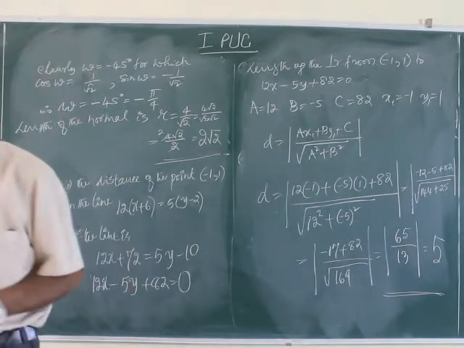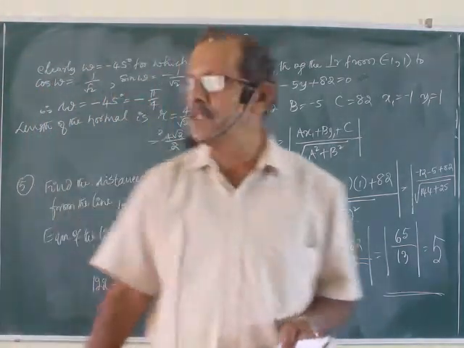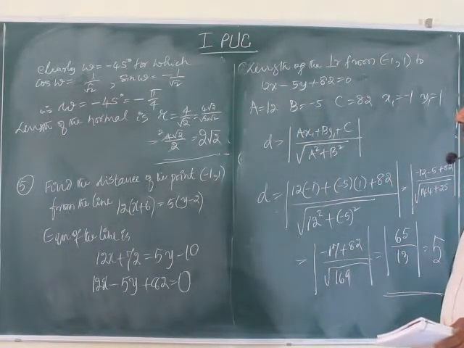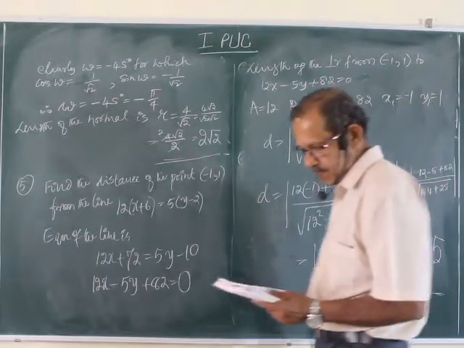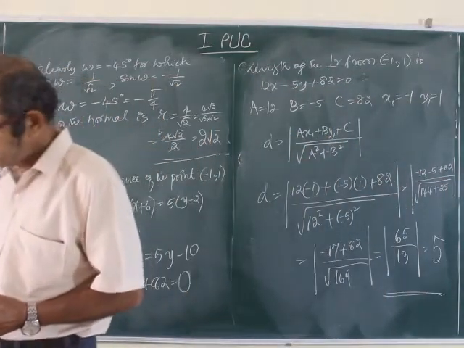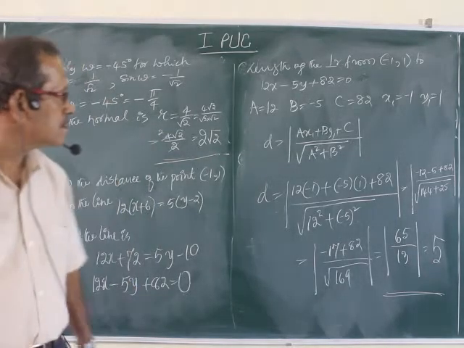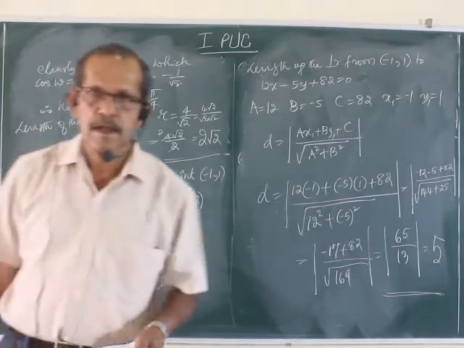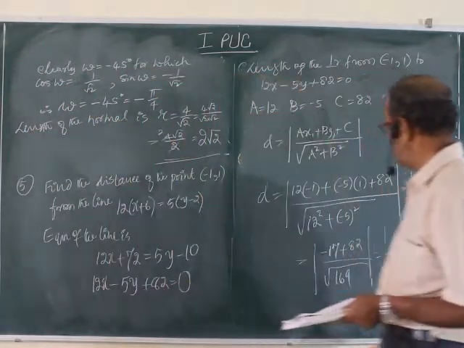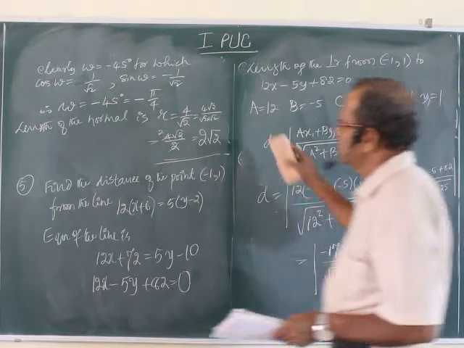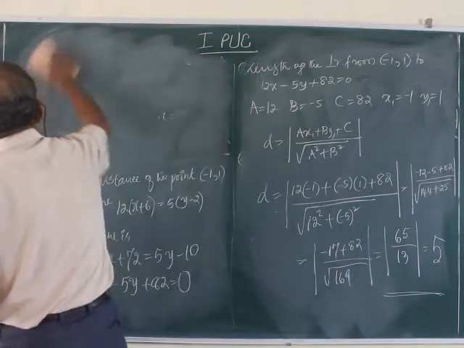Just after writing the equation in the standard form, all the remaining things are the same as you did in the previous examples. Write correctly, carefully. Don't make any mistake. Over. Shall I take the next problem?